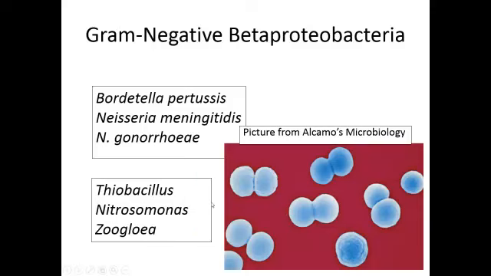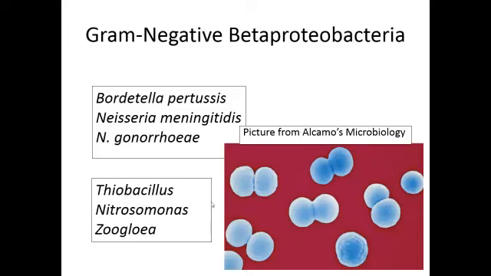Thiobacillus is a bacterium that is important in the cycling of sulfur in the environment. It oxidizes either hydrogen sulfide or sulfur, depending upon the species, into sulfates. And other organisms can use sulfates to incorporate sulfur into their amino acids. So they're important in the environment.